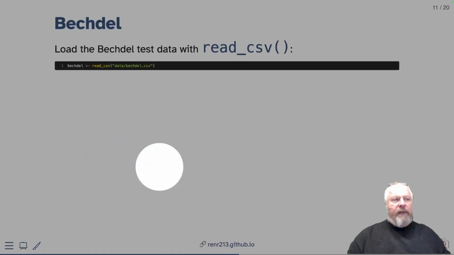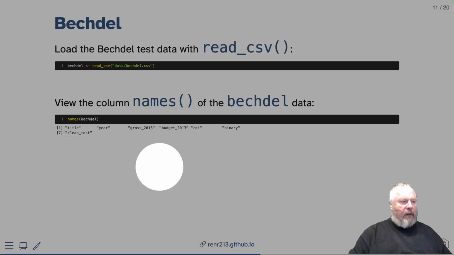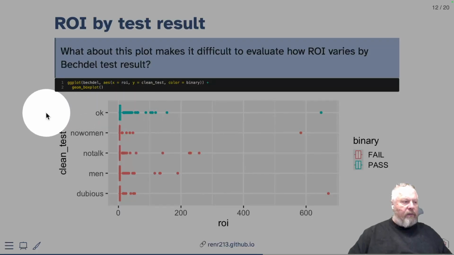Okay, so let's take a quick revisit to the Bechdel dataset, the one where we were looking at the return on investment with respect to the contribution of women or the representation of women in different films. We can read in the data with this command. We can take a look at column names, which we haven't done yet, and we can also do the glimpse.